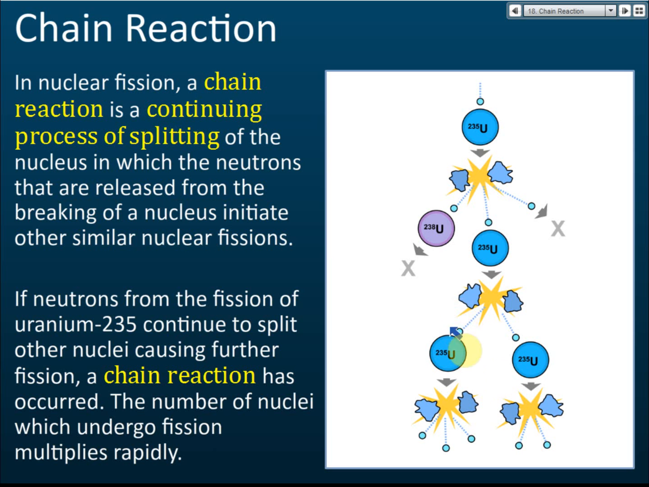This one breaks this one, this one breaks this one. We call this process a chain reaction. It means it's not just one reaction, but a series of reactions occurring again and again. So a chain reaction is a continuing process of splitting of nuclei in which the neutrons released from the breaking of a nucleus initiate other similar nuclear fissions. This occurs because after we split the nucleus, new neutrons are released.